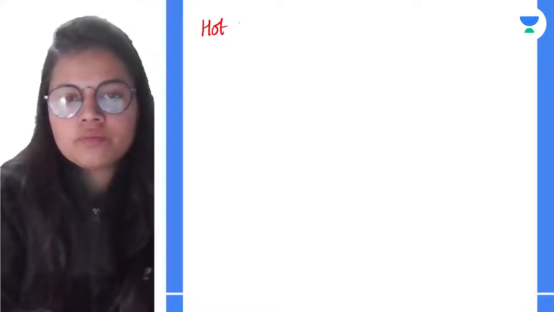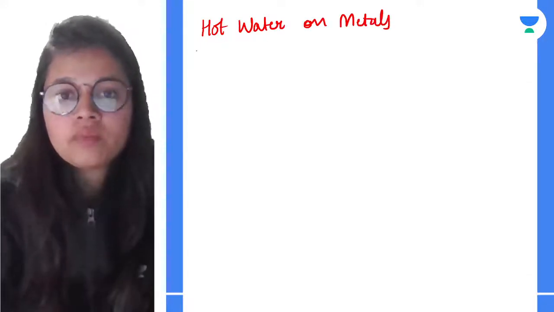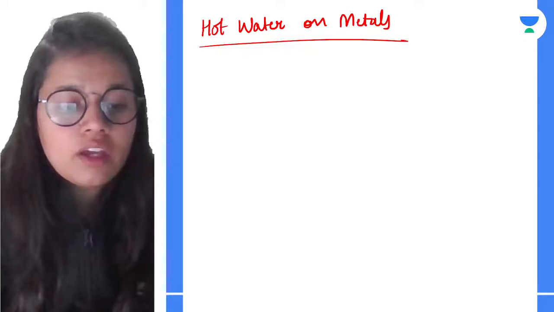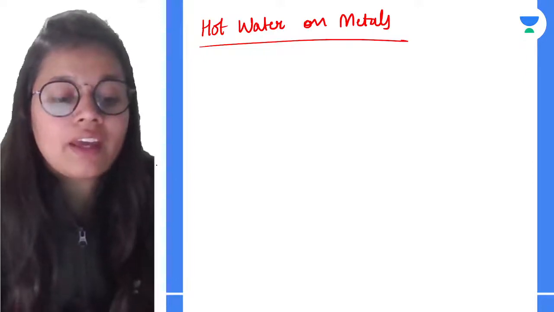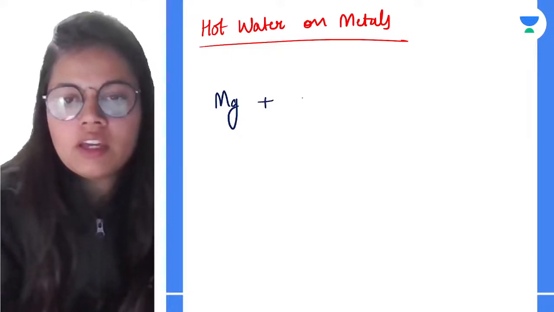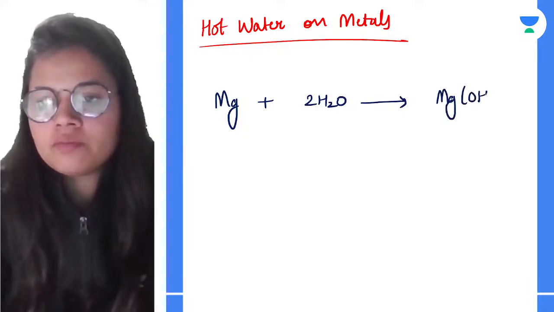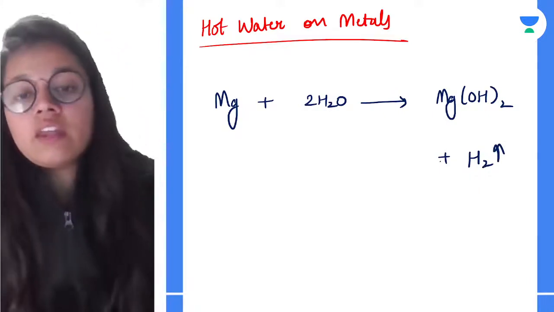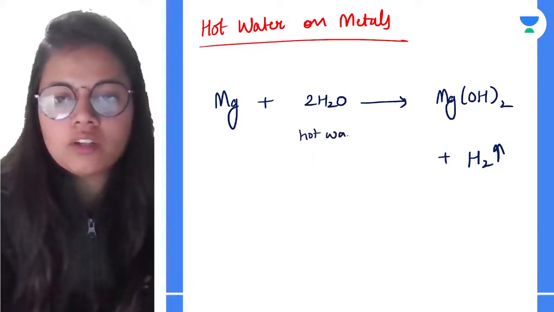Hot water on metal. There are certain metals, for example magnesium. Magnesium will react with hot water to form magnesium hydroxide and it will evolve hydrogen gas. So how does this reaction happen? Magnesium reacts with water and forms magnesium hydroxide, evolving hydrogen in the form of gas. Again we do not know which type of water it is, so please mention that it is hot water.